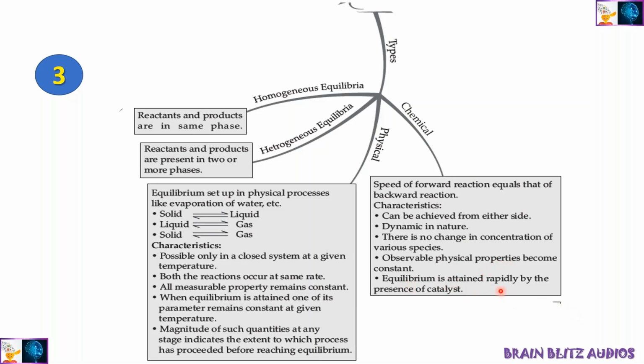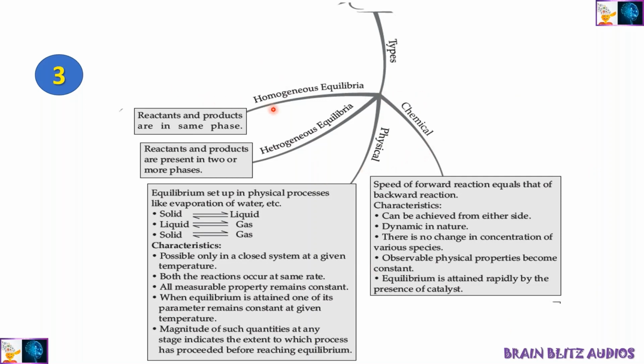Equilibrium is attained rapidly by the presence of a catalyst. So suppose you have a certain reaction going on and you want to speed up the process of reaching chemical equilibrium. What you can do is add a catalyst. A catalyst is any substance that does not participate in a reaction but can change the rate of the reaction. So that completes chemical equilibrium.